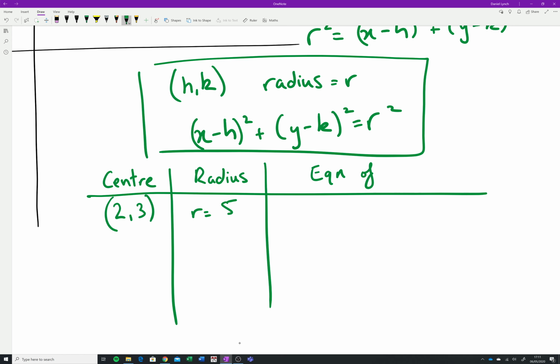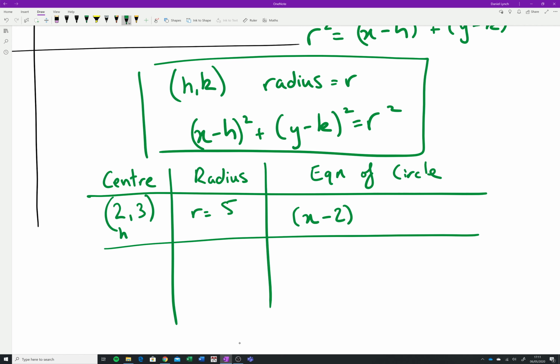Equation of circle. Okay. Now remember, if it's h and k, the equation becomes x minus h. So whatever h was, it's meant to be minus that. So this is going to be x minus 2. Remember, this is our h and our k. x minus 2 squared plus y minus 3 squared is equal to, and you can call it 5 squared or 25.